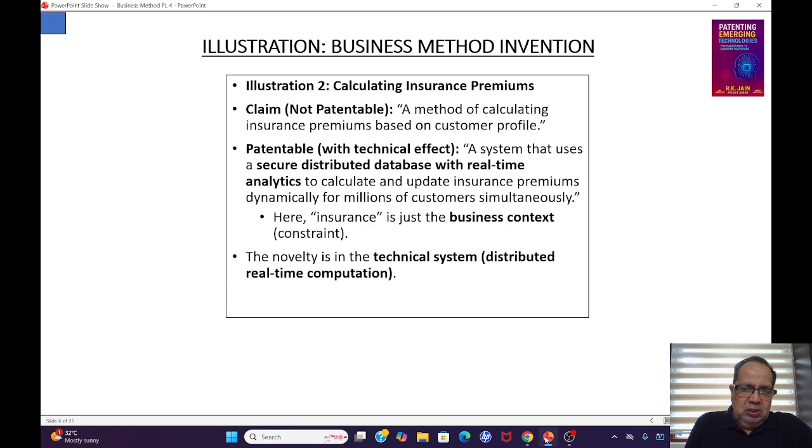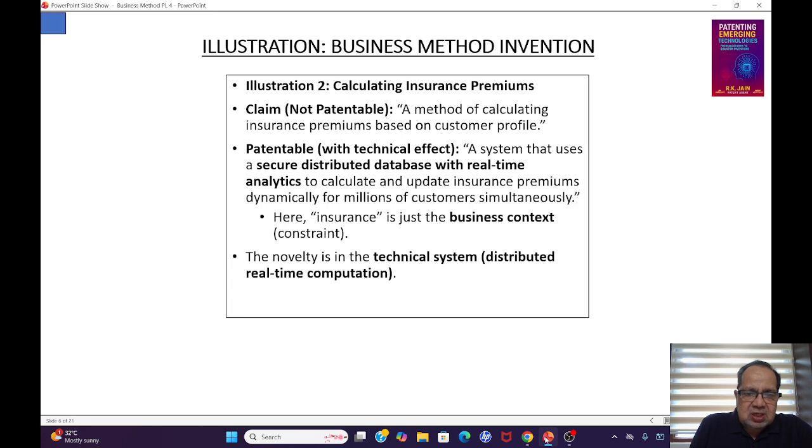Suppose we use this methodology to analyze the customer profile and build up a database whereby millions of customer profiles can be built in that data set. And using this methodology, we calculate the insurance premiums, let us say instantaneously, or any updation in the insurance premiums could be manifested in calculating the premiums chargeable for millions of customers simultaneously.